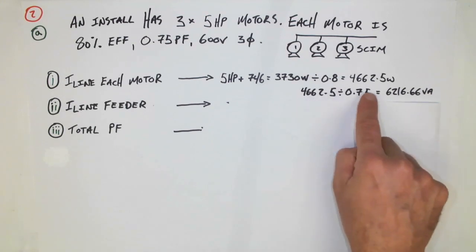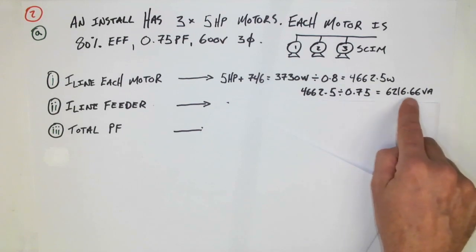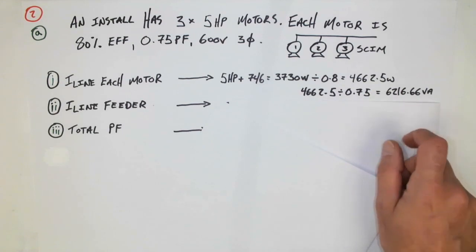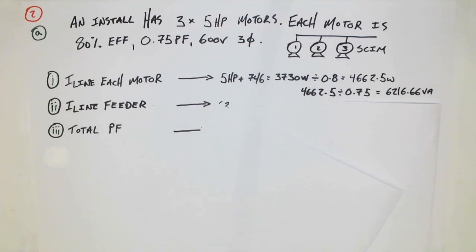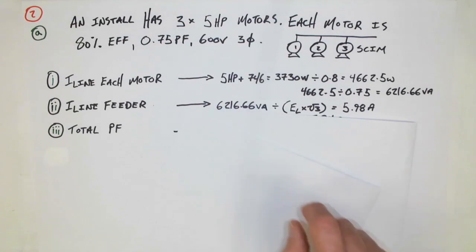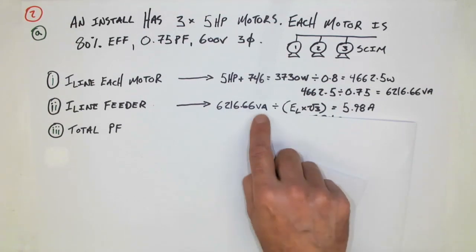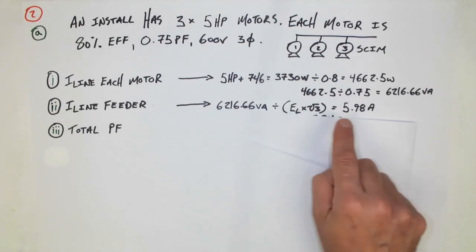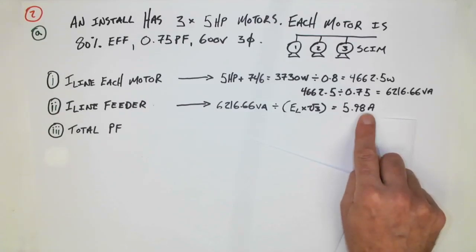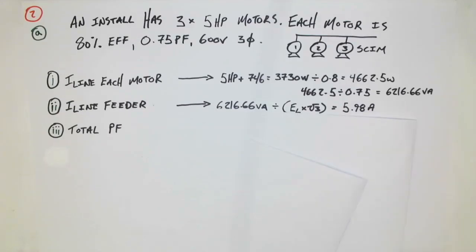4662.5 watts divided by my power factor gives me 6216.66 VA. Now the value of current is right here: 6216.66 VA divided by E-line root 3 gave me 5.98 amps. And because these are all identical motors, we can easily determine the total feeder current by simply taking the value and multiplying it by 3.